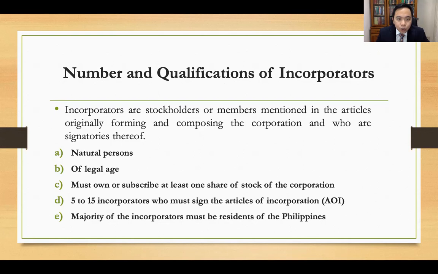Now, under the old Corporation Code, incorporators are stockholders or members mentioned in the articles of incorporation originally forming and composing the corporation, and who are signatories thereof. Take note, class, that incorporators are the original stockholders, or members in the case of a non-stock corporation, and the names of the stockholders are mentioned in the articles of incorporation. Not all stockholders will be listed in the articles of incorporation.